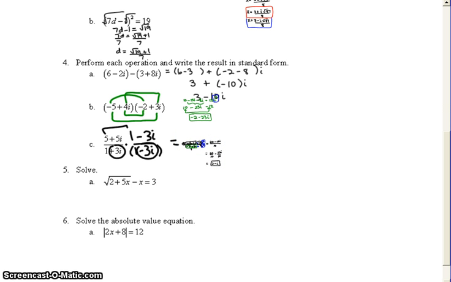Okay, on to number 5, where we need to solve a radical equation. In order to get rid of the radical, we need to first make sure that it is isolated by itself. So I'm going to move that minus x to the right side by putting plus x. And then we're going to square both sides of the equation. That leaves us with 2 plus 5x equal to (3 plus x) quantity squared.